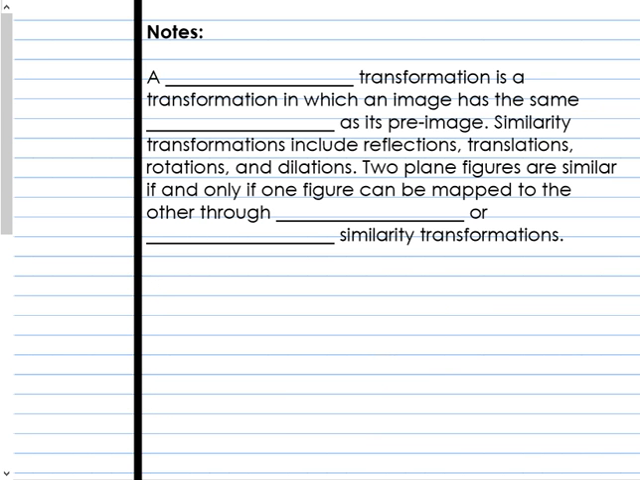Last section, notes. A similarity transformation is a transformation in which an image has the same shape as its pre-image. Notice it has the same shape. It does not say it's the same size anymore. Similarity transformations include reflections, translations, rotations, and dilations.